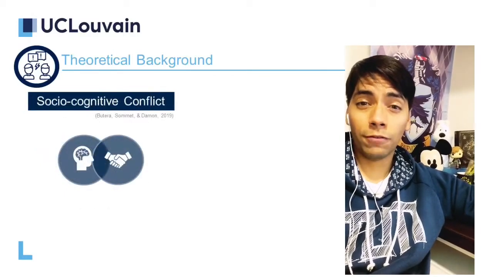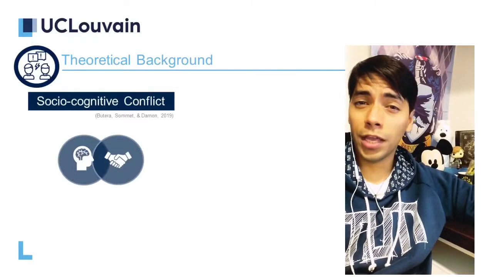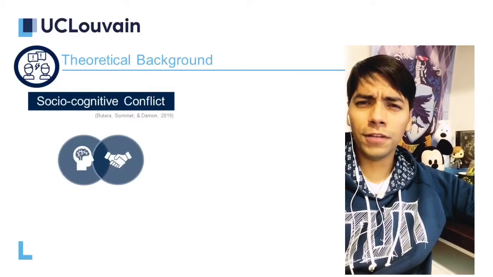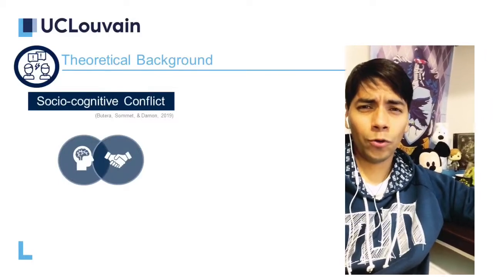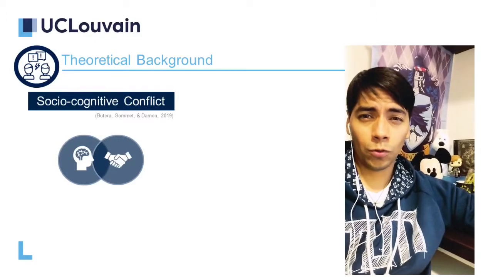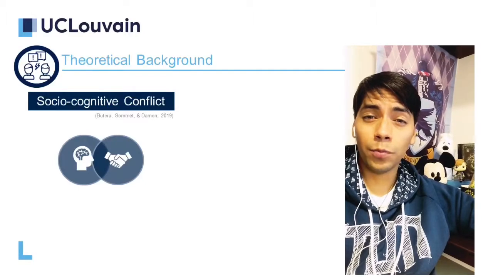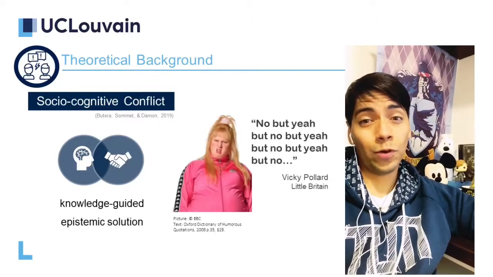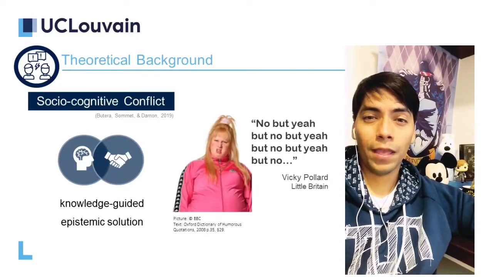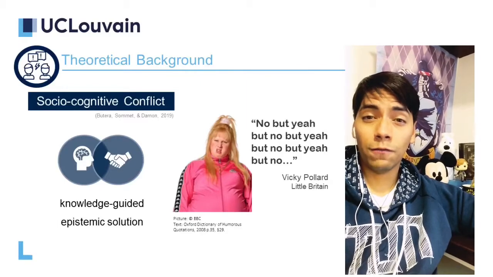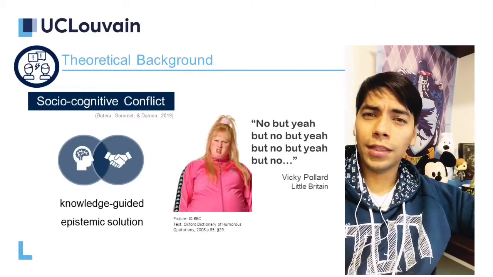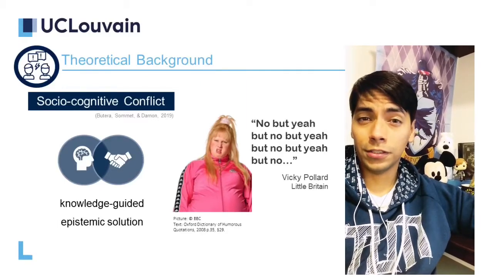A socio-cognitive conflict is a way for learners to engage in their learning. It is a conflict inside your head that occurs when you start questioning yourself and what you think you know. A good example of this is Vicky Pollard, because she's always questioning herself. These conflicts could be beneficial for learning because they can lead to the reconstruction of knowledge.